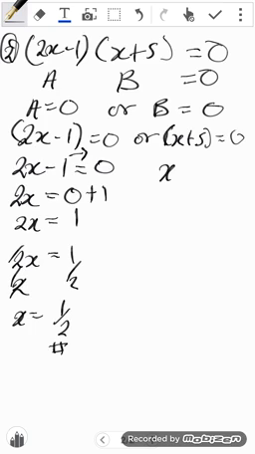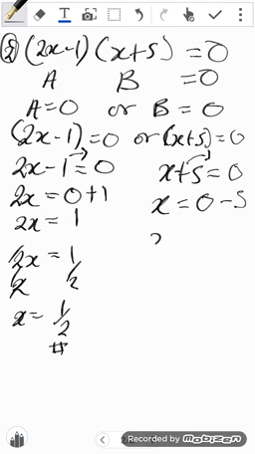Once you're done with the first value of x, you can move on to the second value of x. You'll be saying x plus 5 is equal to 0. So to finish this equation, you cause the positive 5 to cross the equal sign. So we have x is equal to 0 minus 5, giving you negative 5, because 0 is actually nothing. So this is how you solve the second example.